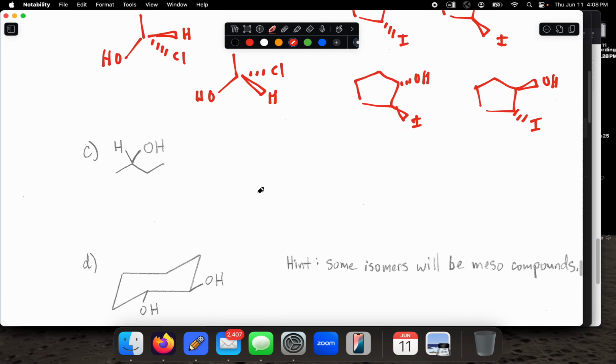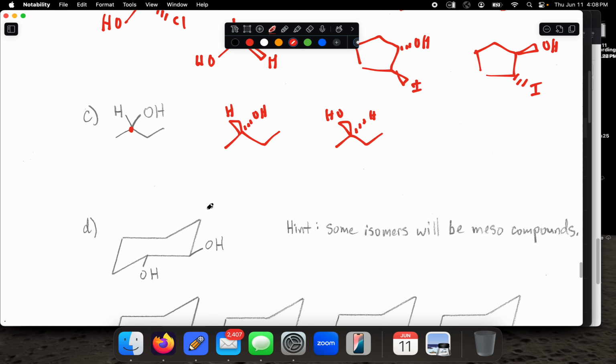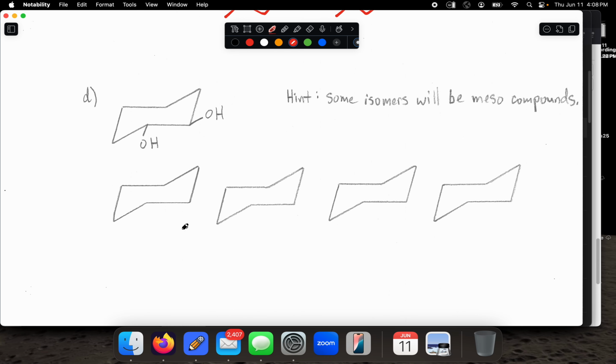And we have more here, okay. So this looks like a stereocenter, but it's only got one stereocenter here. So I'm just gonna draw it as hash. And we'll switch these guys, right? So that's OH, and that's hydrogen. Okay.